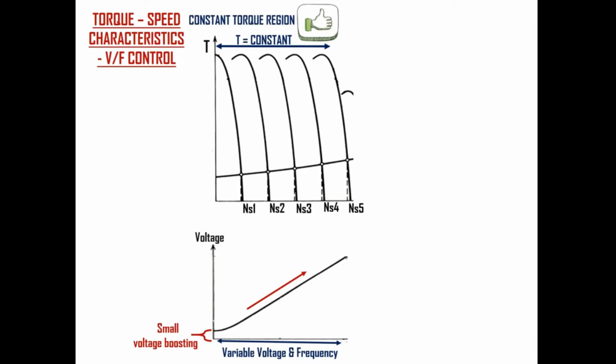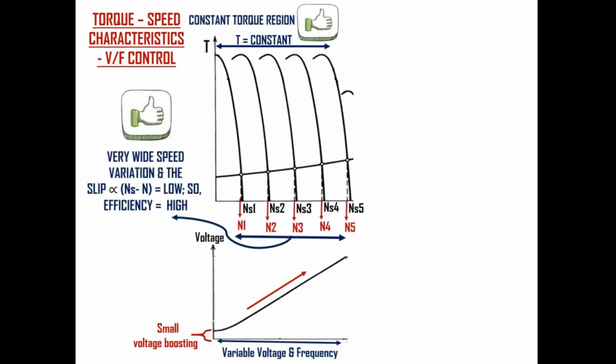Along with the constant torque, we can get very wide speed variation for the given low torque. Additionally, you can get high efficiency since the slip, proportional to ns minus n, is low, even if it is in low speed, that is ns1 minus n1, or in high speed, ns5 minus n5.